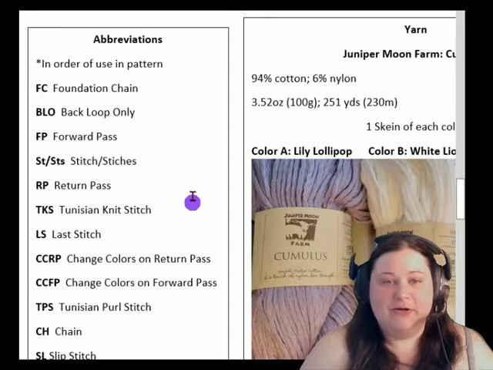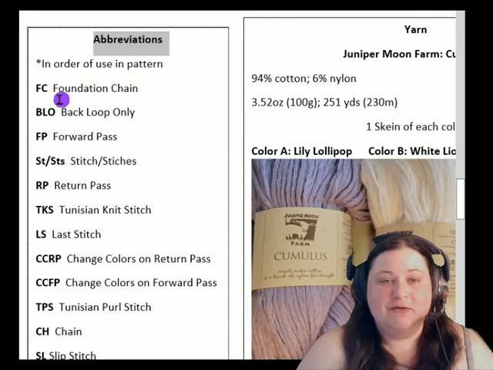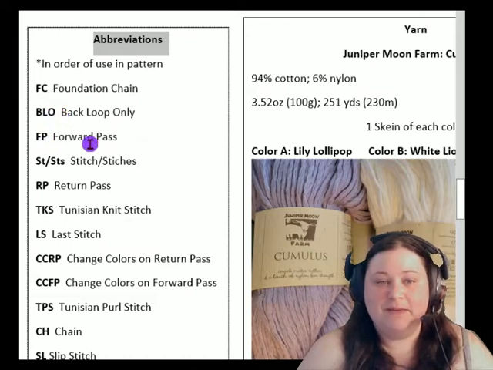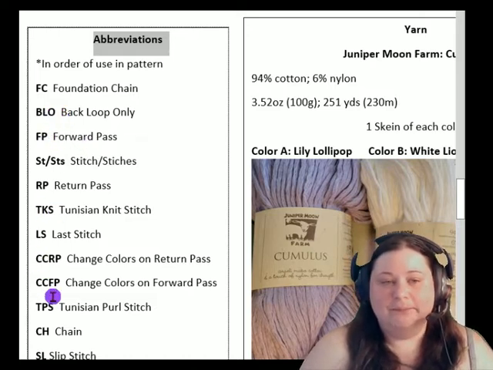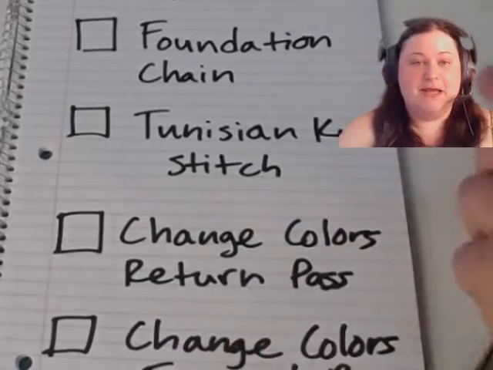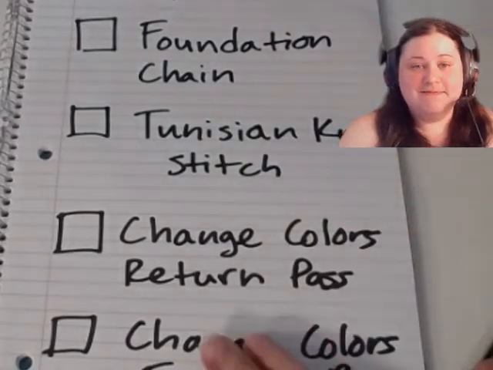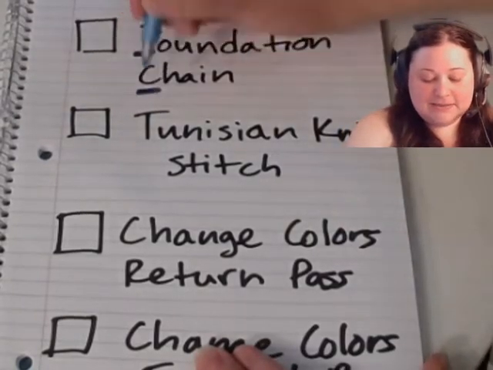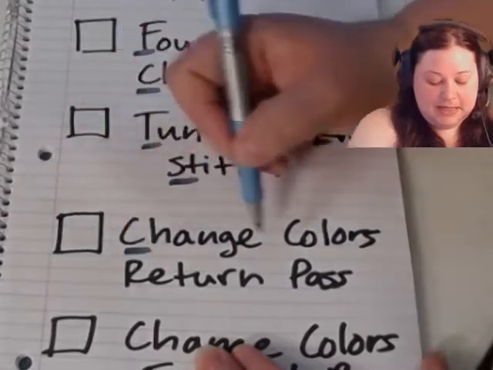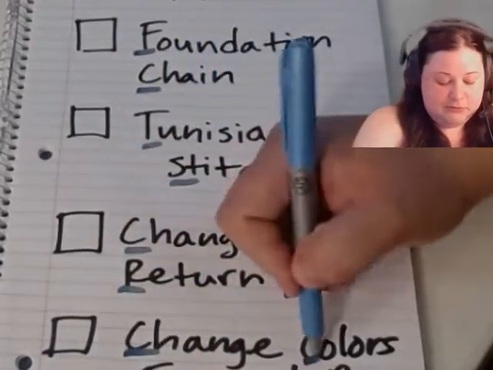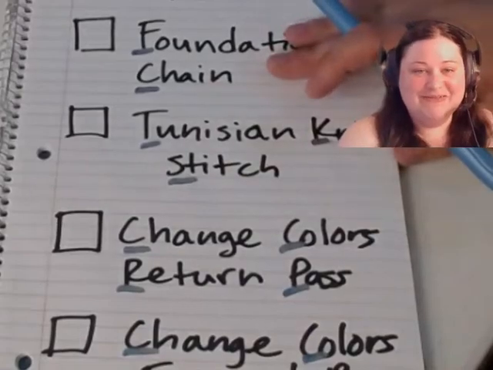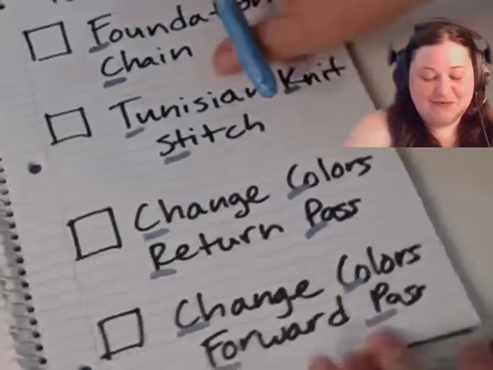In my written pattern here, you can see that I have a little abbreviations key. I've abbreviated foundation chain with FC, back loop only with BLO, forward pass with FP, and on and on and on. So if I look back at our learning from yesterday, some of these letters might start to make a little bit more sense. All I've done in my pattern is taken the titles and condensed them into the first letter only for each part of that title. So foundation chain is abbreviated FC.